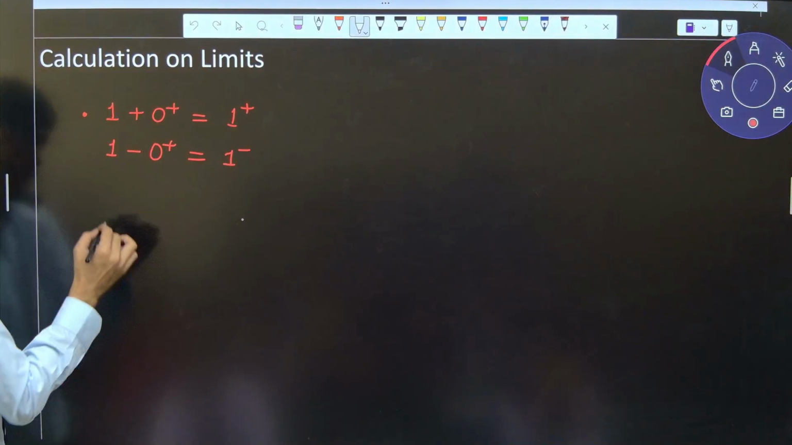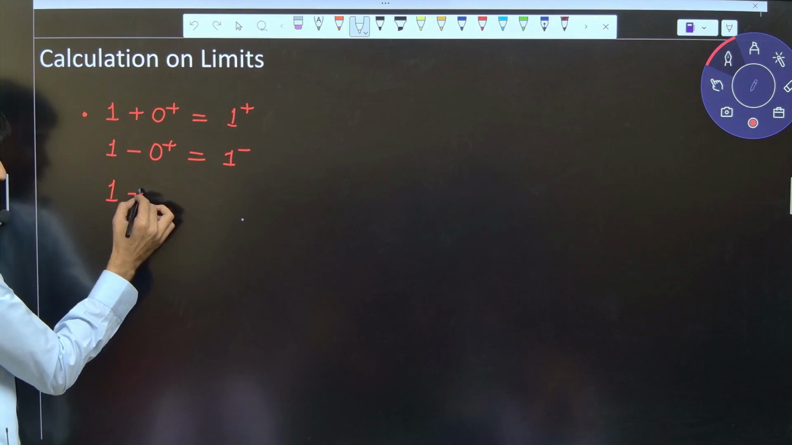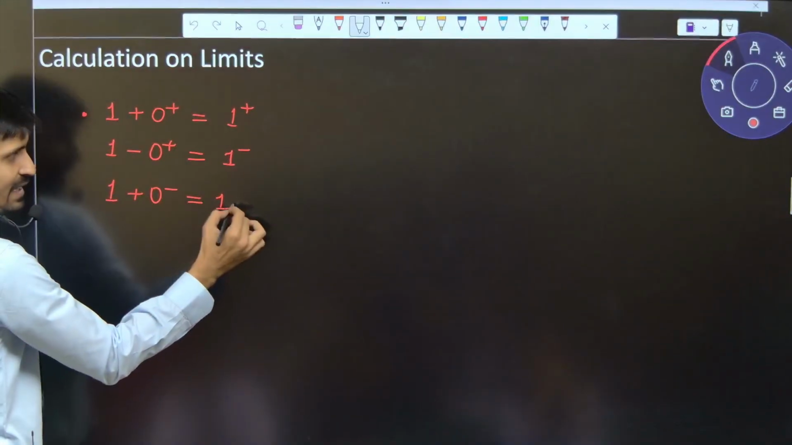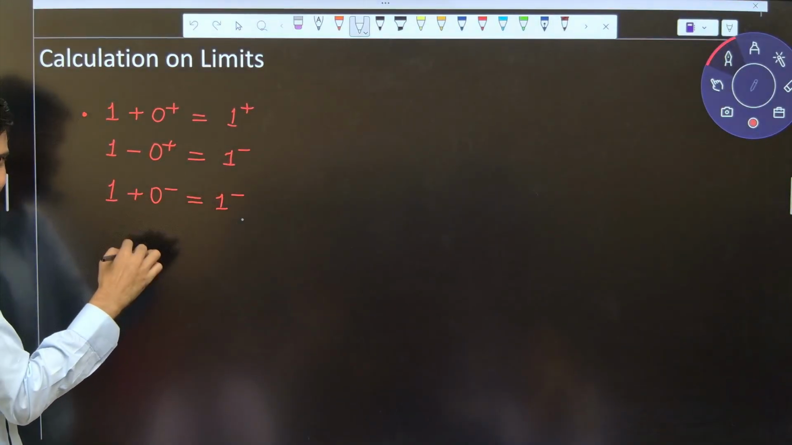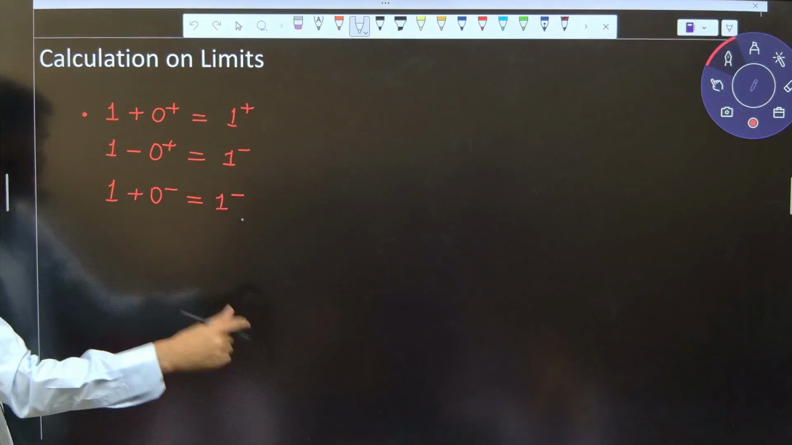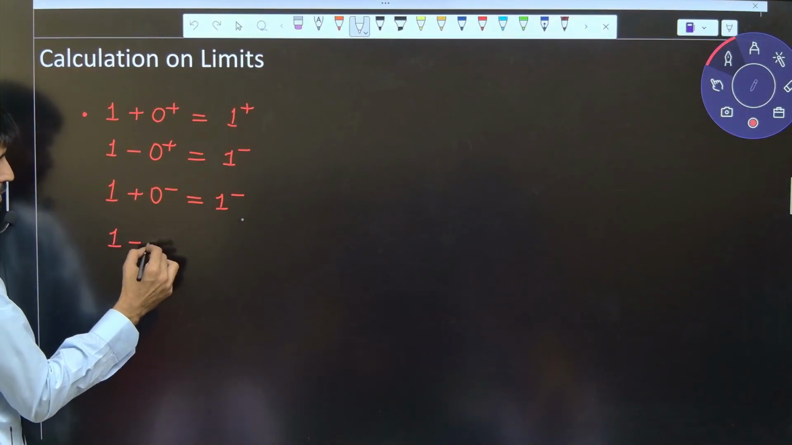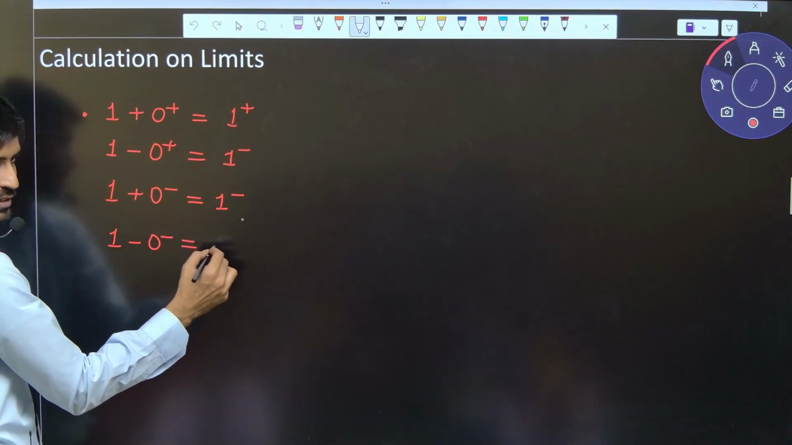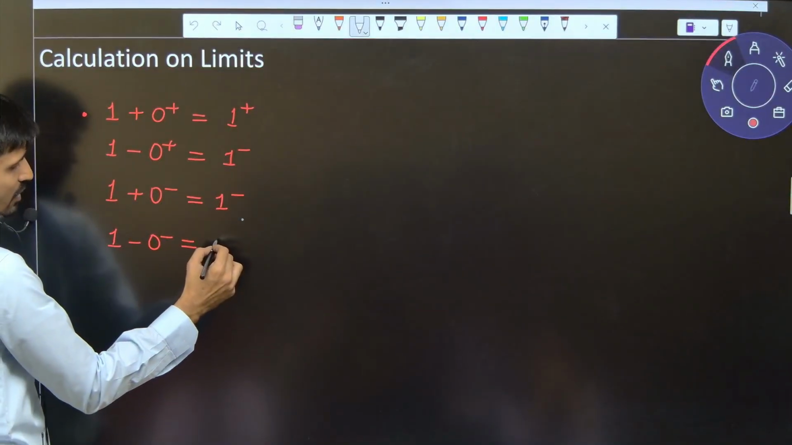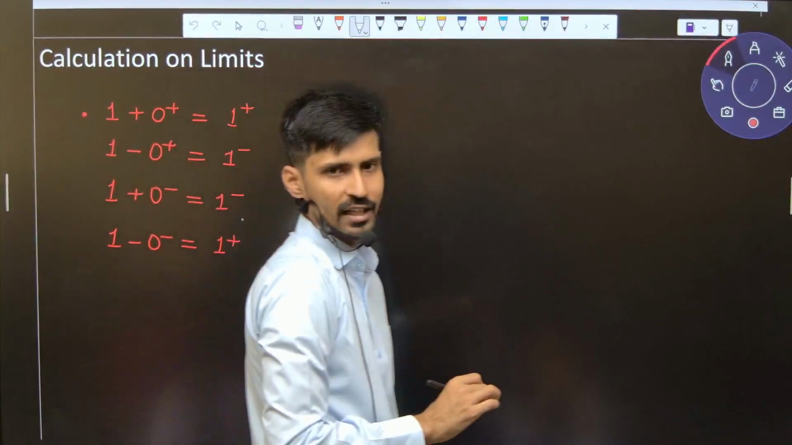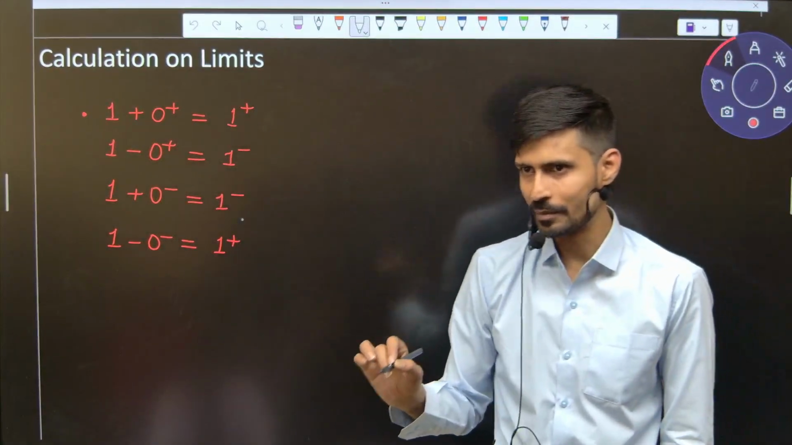Yes, na? And if there is one number 1, I am adding 0 minus. What will it become? 1 minus it will become, because this 0 minus is negative. So that 1 will get subtracted. 1 will become less. 1 minus. And if from 1, I am subtracting 0 minus, what will we get? 1 plus. So these are the small calculations that you have to remember in this chapter.